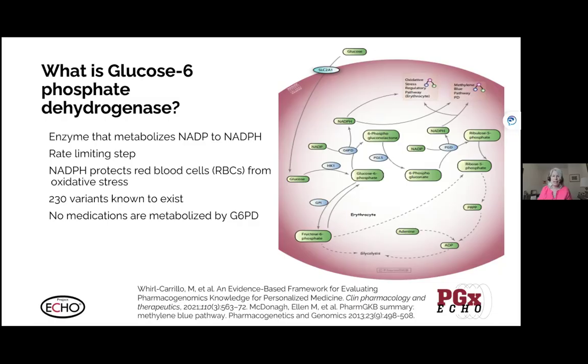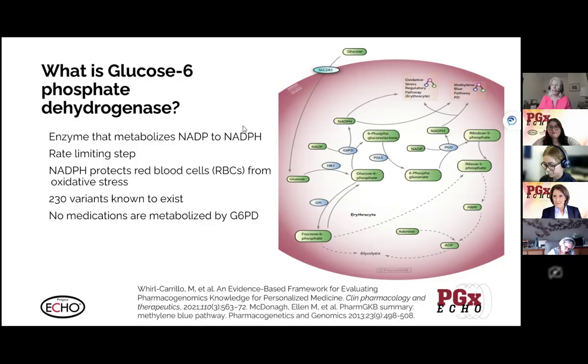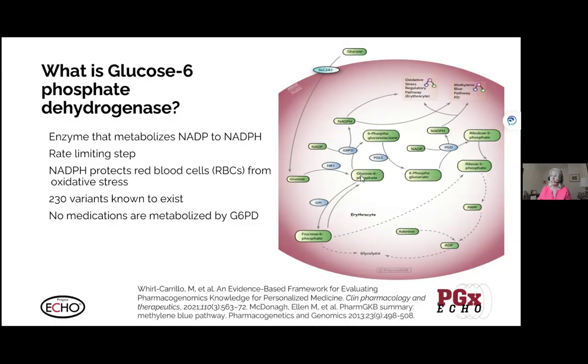So G6PD is an enzyme that metabolizes NADP to NADPH. It is a rate-limiting step. As you can see, glucose comes into the cell through a transporter, and this is an erythrocyte or red blood cell. It is then formed into glucose 6-phosphate, and it requires G6PD to form the next step in its pathway of glycolysis. But in addition, NADP requires G6PD to change to NADPH.